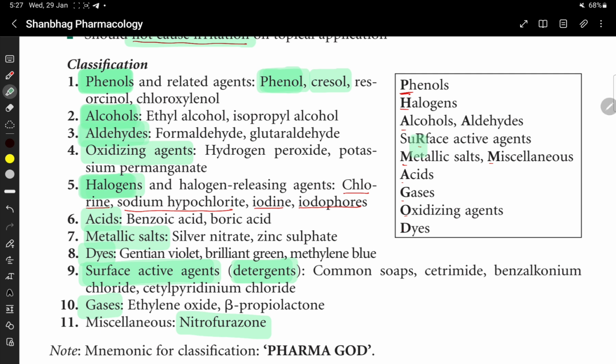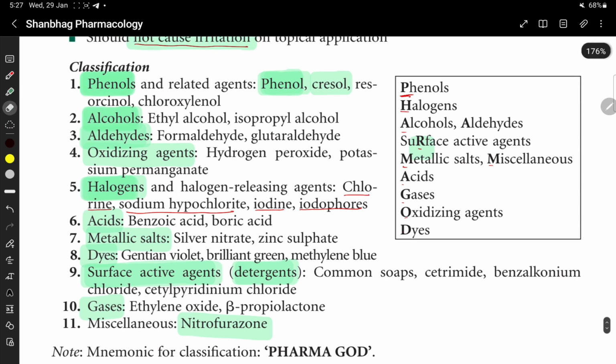Then R for surface active agents. Surface active agents or detergents like common soaps, cetrimide, benzalkonium chloride, cetylpyridinium chloride.